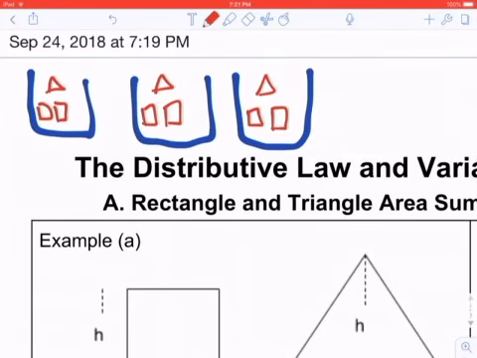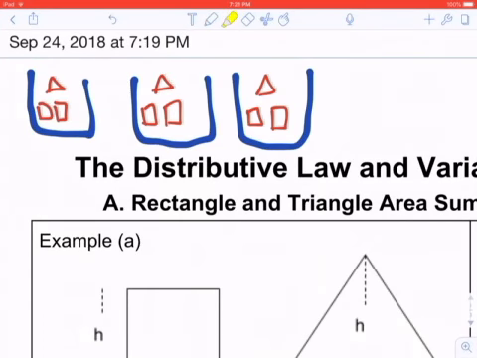I'm going to do a screencast on some algebra skills, something called the Distributive Law, and then something else where we're combining, simplifying, and solving equations. So the first thing we want to look at is the Distributive Law.